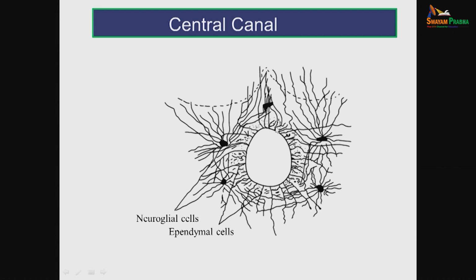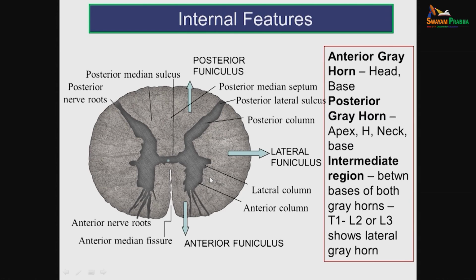Surrounding this, you have neuroglial tissue which is called substantia gelatinosa centralis. The neuroglial tissue, what you are seeing here surrounding the central canal, is called substantia gelatinosa centralis. So, this is the central canal. We will go back to the previous slide and see the central canal again.